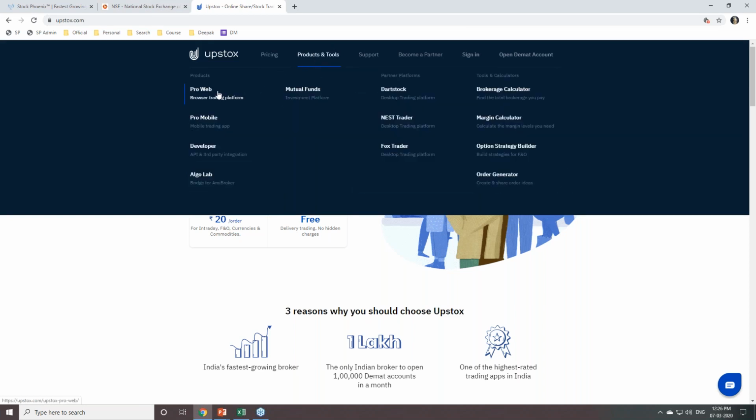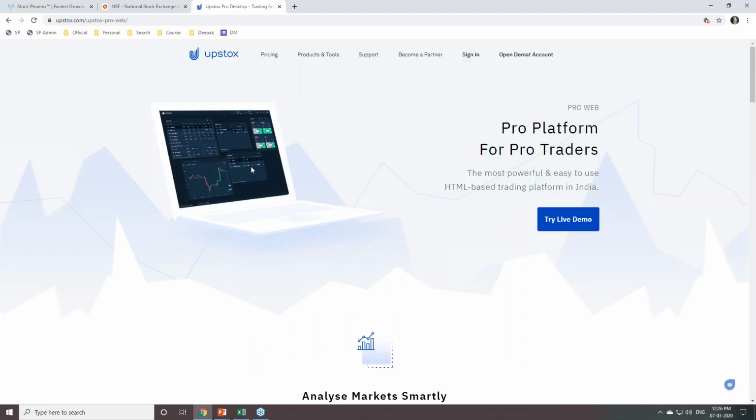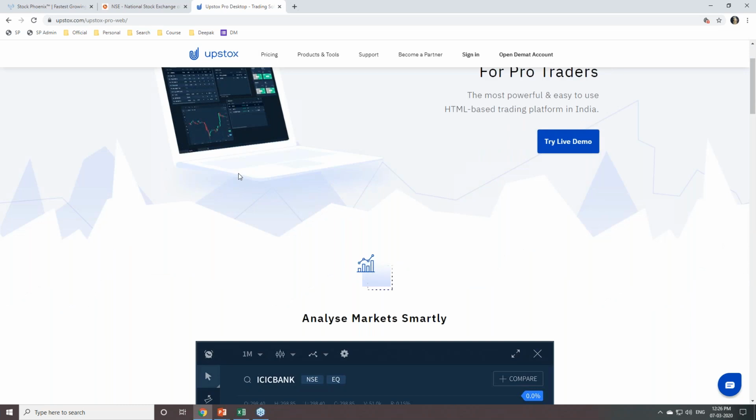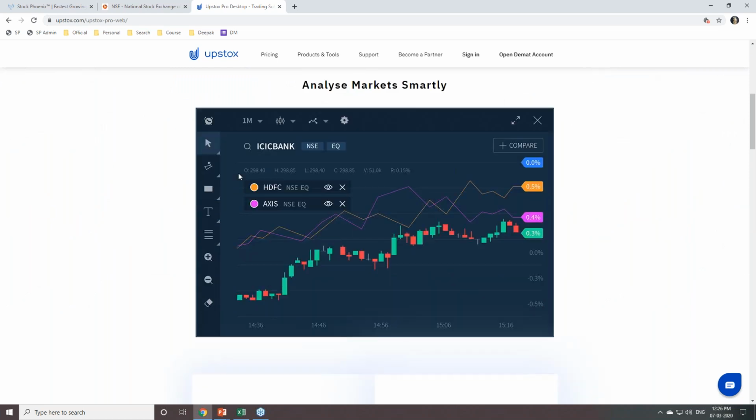the products and tools, you can see the most popular platform is ProWeb. That means it's a web-based browser application with your credentials. Once you input your credentials, you can access it anywhere, in any computer, laptop, desktop, or even in your tab, or in your mobile browser. So instantly it is accessible and it is very fast. It's very good, and around 95% of today's community are using this kind of trading terminal.